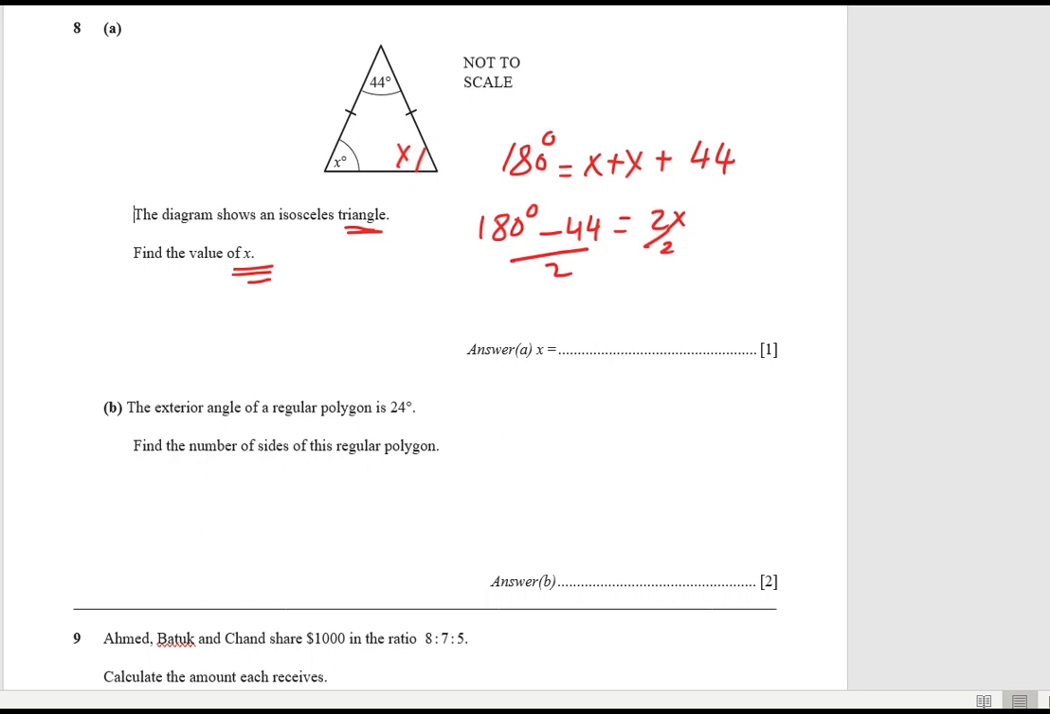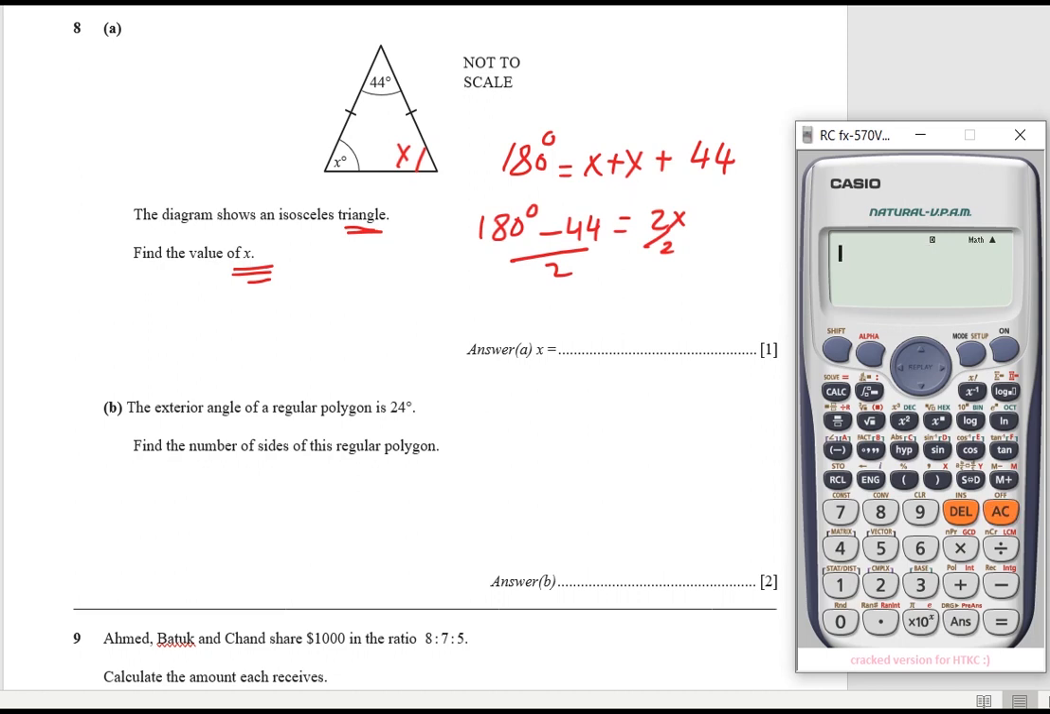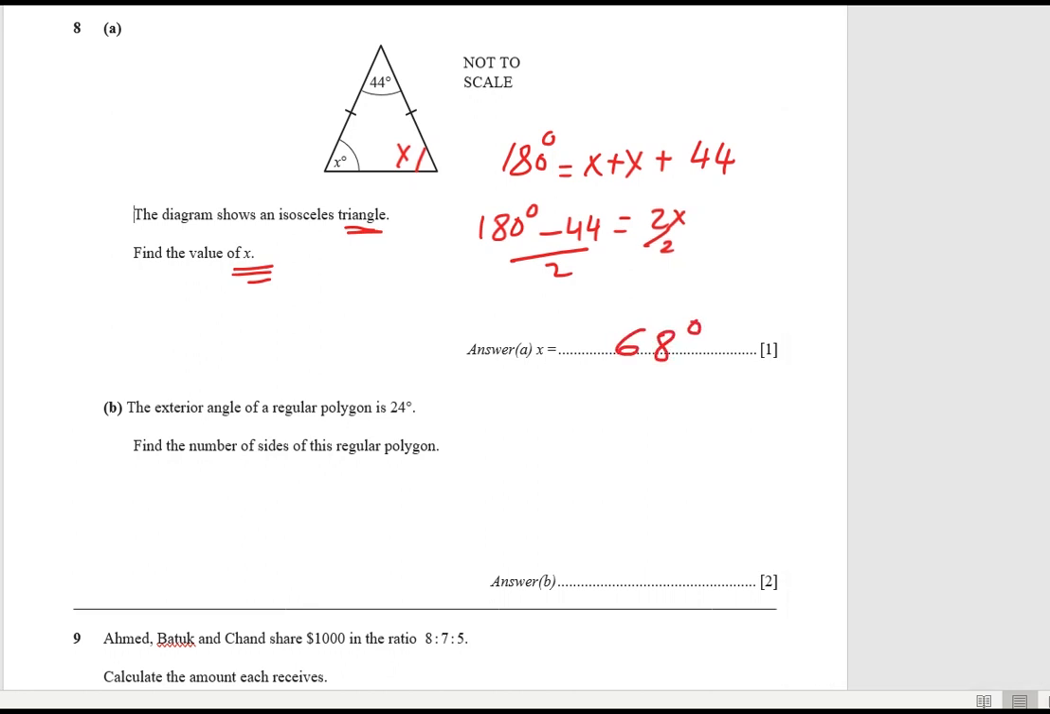Let us bring our calculator. 180 minus 44 divided by 2 equals 68. So the angle x is equal to 68. Okay, the second part of the question, and this is a 2 marks question.